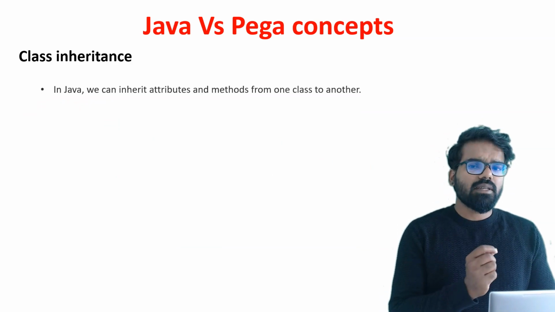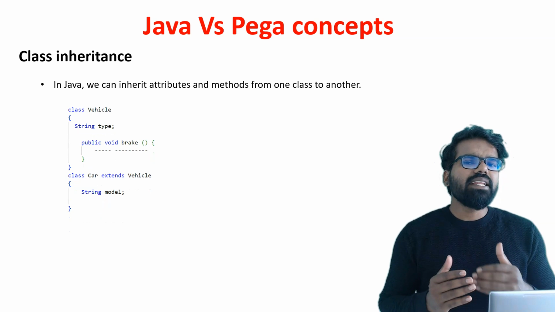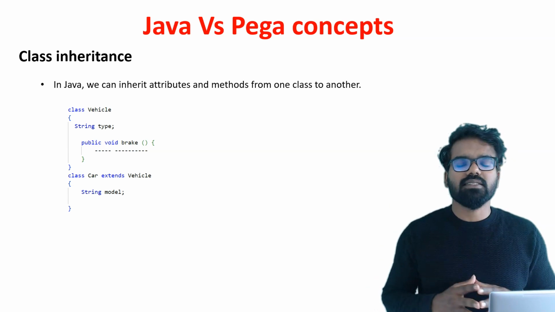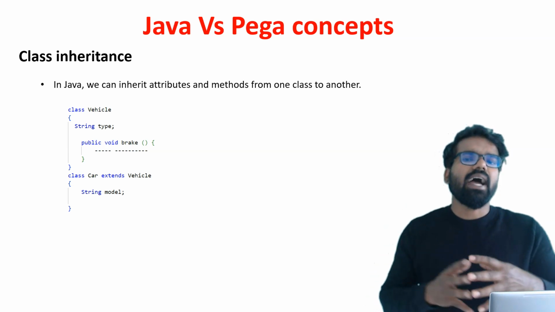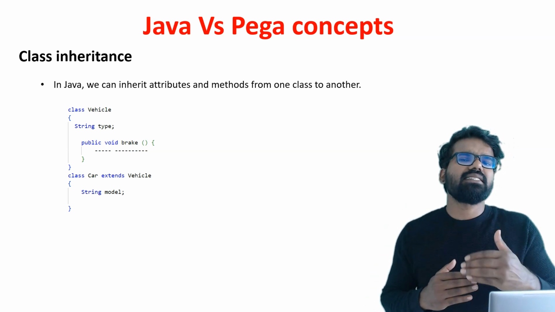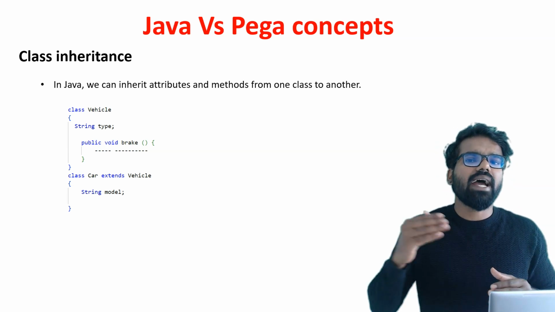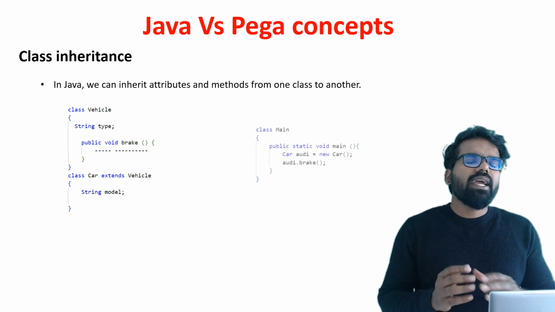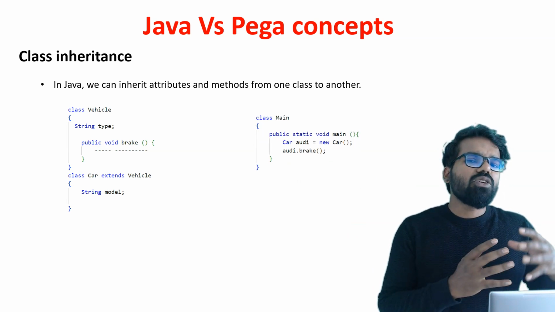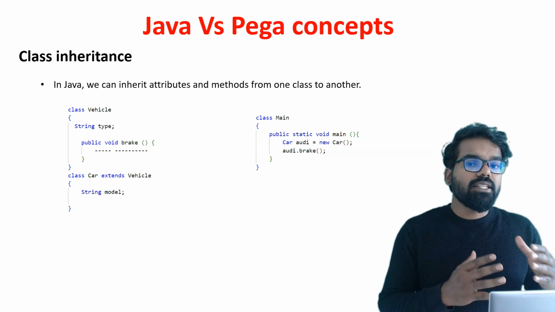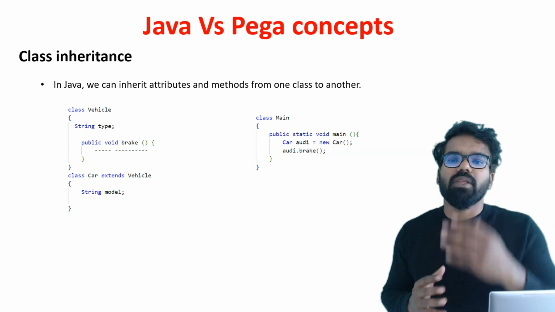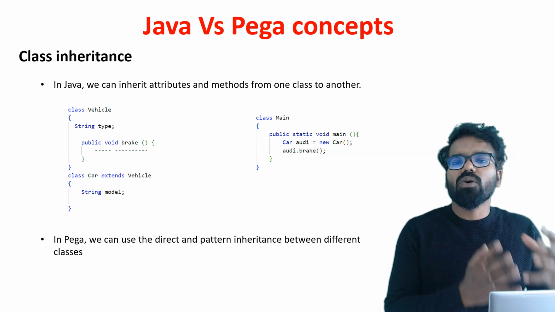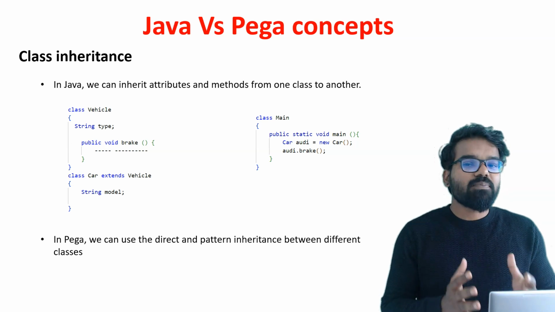There is also one more concept that is called class inheritance. In Java, we can inherit attributes and methods from one class into the other. Again, what you see on the screen, I have defined two classes. One vehicle class, which will be a generic class, and then a second class, car, that extends this vehicle class. It means all the attributes and the methods that are defined in the vehicle class can be used by the car class. Now, if I create an object of car, the same RD, then I can use the properties that are in the inheritance path. It means I can use the properties from the car as well as from the vehicle. Similarly, in Pega, we can also use direct inheritance and pattern inheritance to reuse the code or attributes from a different class layer. I will explain it shortly in this video.